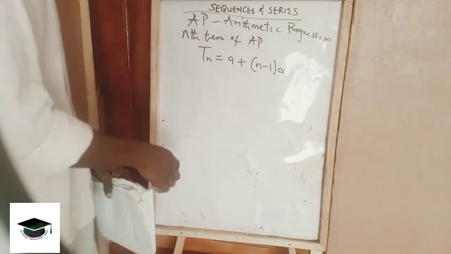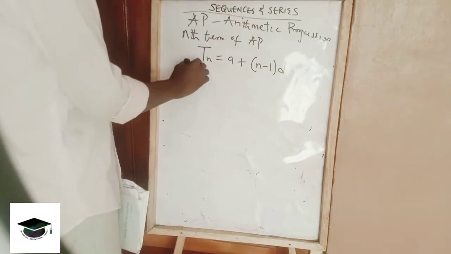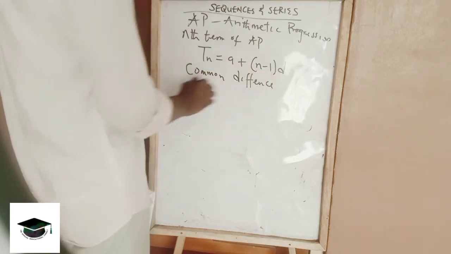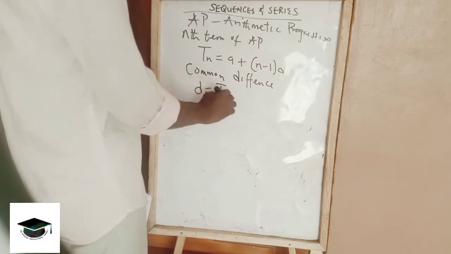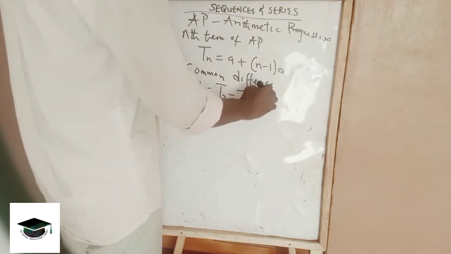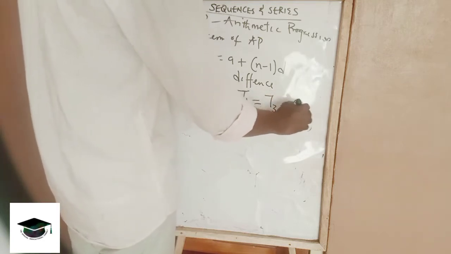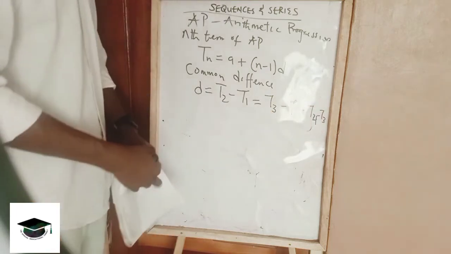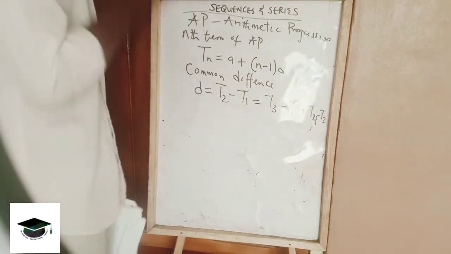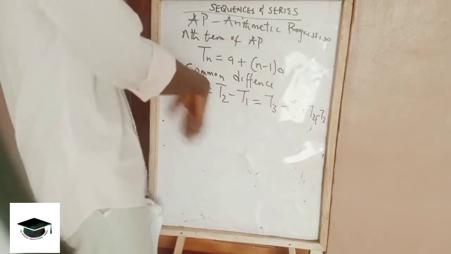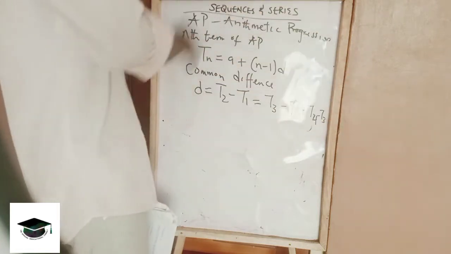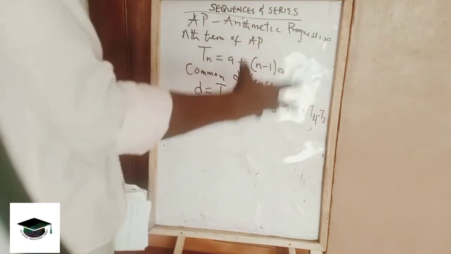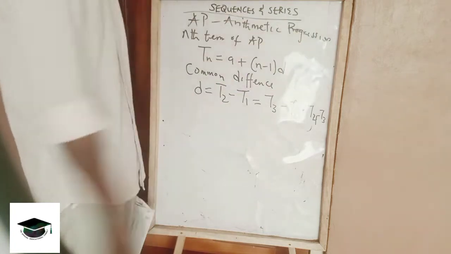And now how do you get your common difference? Your common difference equals the second term minus the first term. It's also the same thing as the third term minus the second term, or T4 minus T3. Mind you, it is not T3 minus T1. It's either T2 minus T1, T3 minus T2, T4 minus T3, T5 minus T4, and so on. Do you get it now? Because it's continuous. It's a measured gap in between those numbers. So that's your common difference.